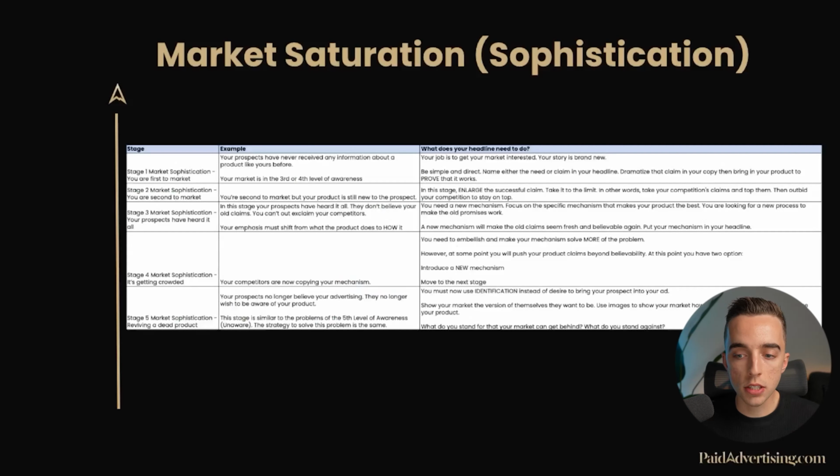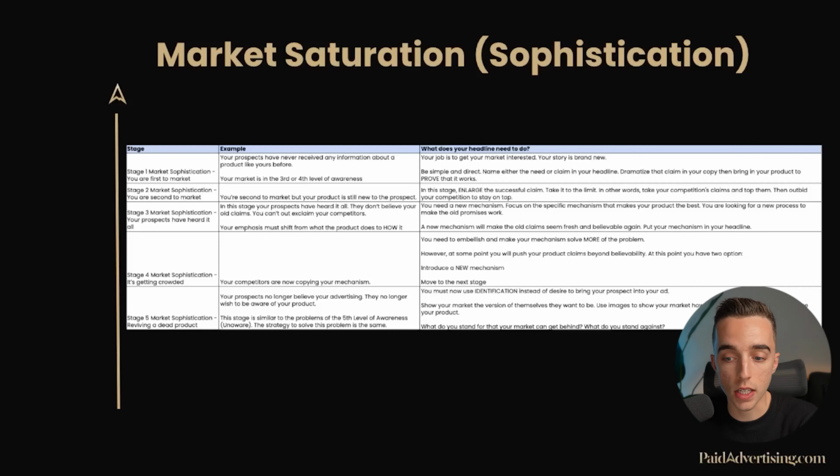Market sophistication stage 3. Your prospects have heard it all. So at that point, you need to outclaim your competitors. Your emphasis needs to be on how you do things. So it could be your unique mechanism, right? We started seeing more of that stuff. Instead of SMMA, you have these people saying things like AI automation agency, IPGA, right? Info product growth agency, and you've heard all of those now.